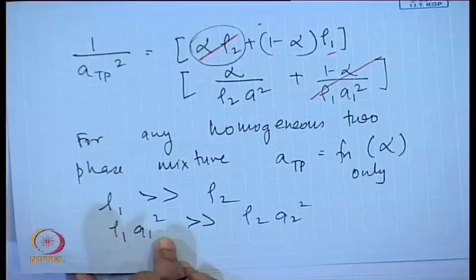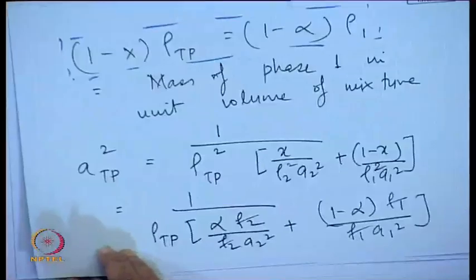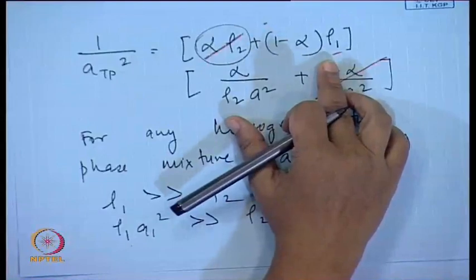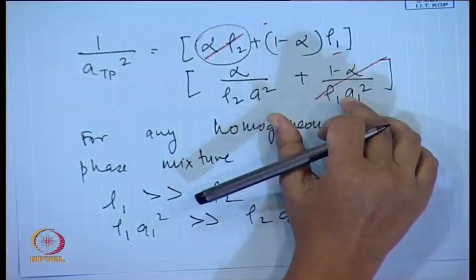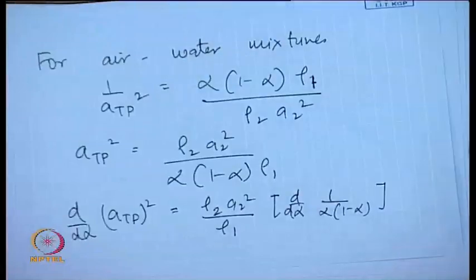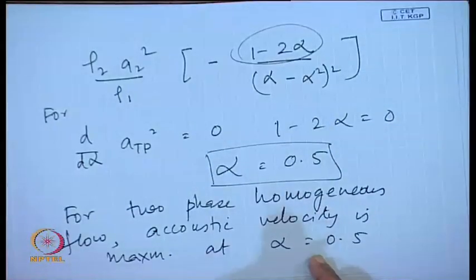Then next is homogeneous flow condition, otherwise we could not have replaced rho TP with alpha rho 2 plus 1 minus alpha rho 1. This we could do for homogeneous flow condition. In fact, under that condition alpha equals beta, which becomes an input parameter. So, we find that for homogeneous two phase flow of vapor liquid or gas liquid mixtures, the maximum acoustic velocity is obtained for a void fraction of 0.5.